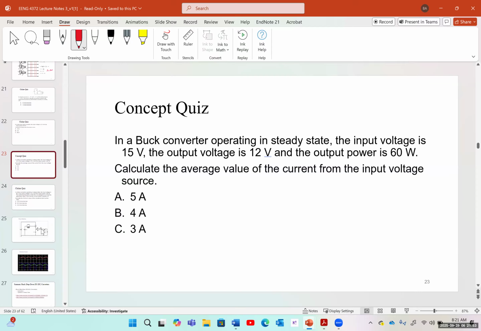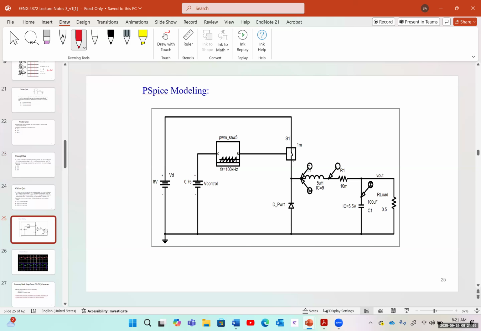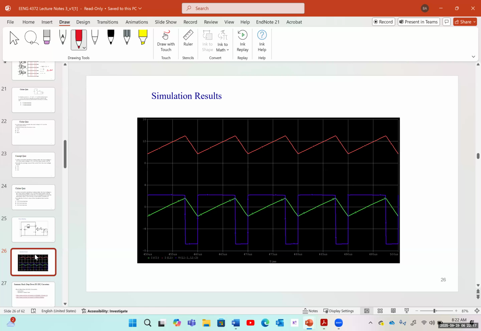Today, we will continue with the buck converter, the modeling and the analysis in real time of the input and the output voltage and the current. This is an example of a PSPICE modeling. And the output looks like this.